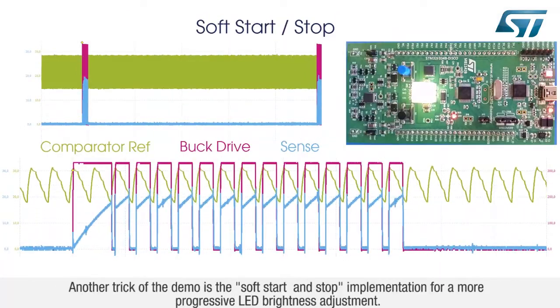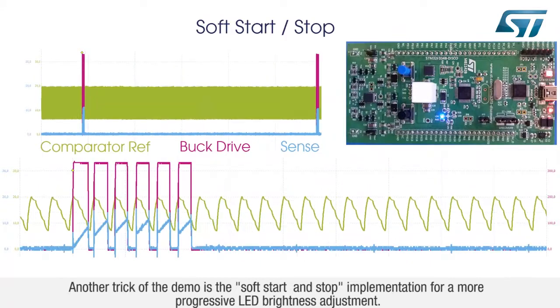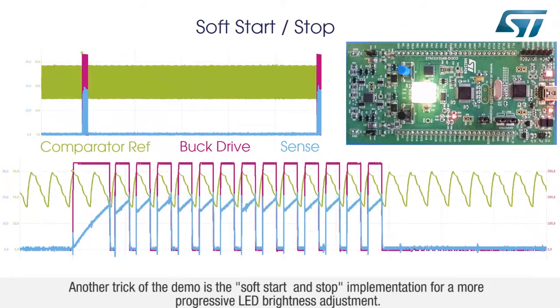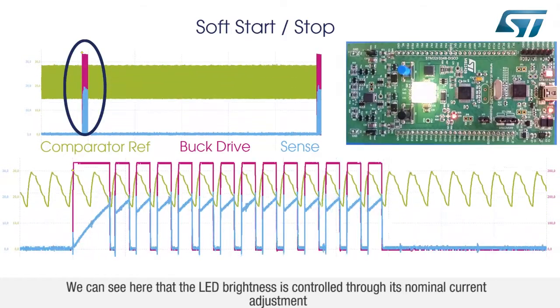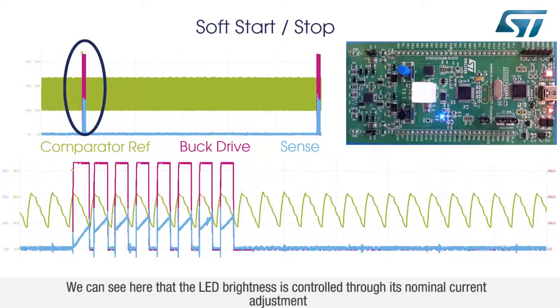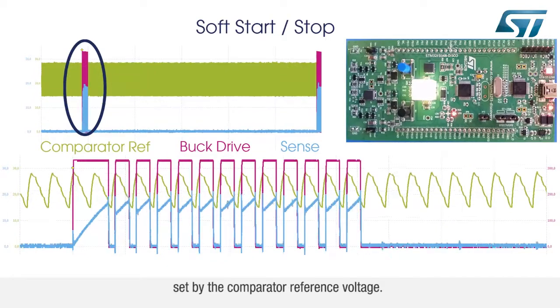Another trick of the demo is the soft start and stop implementation for a more progressive LED brightness adjustment. We can see here that the LED brightness is controlled through its nominal current adjustment set by the comparator reference voltage.